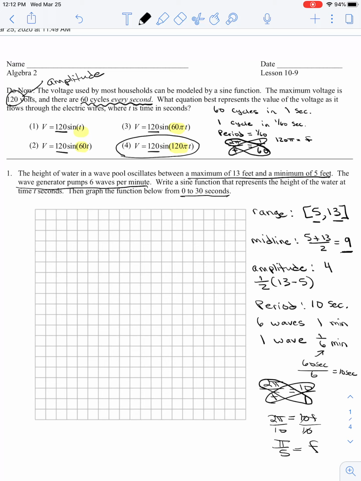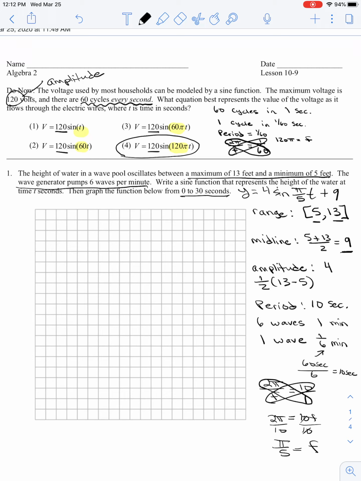Okay, so now I need to write my sine function, and then I'm going to graph it. So if I want to write my equation, I'm going to say this is y equals, now I need my amplitude, which is a 4, my trig function, which is sine, my frequency, which is pi over 5, my x value, which they're telling me is a t in this case, and my vertical shift is up 9. So there's the equation of my function.